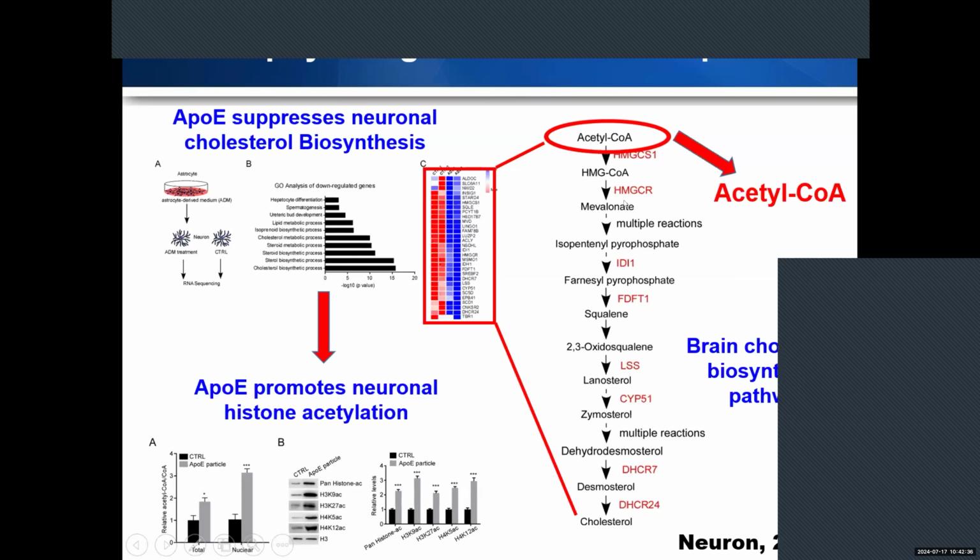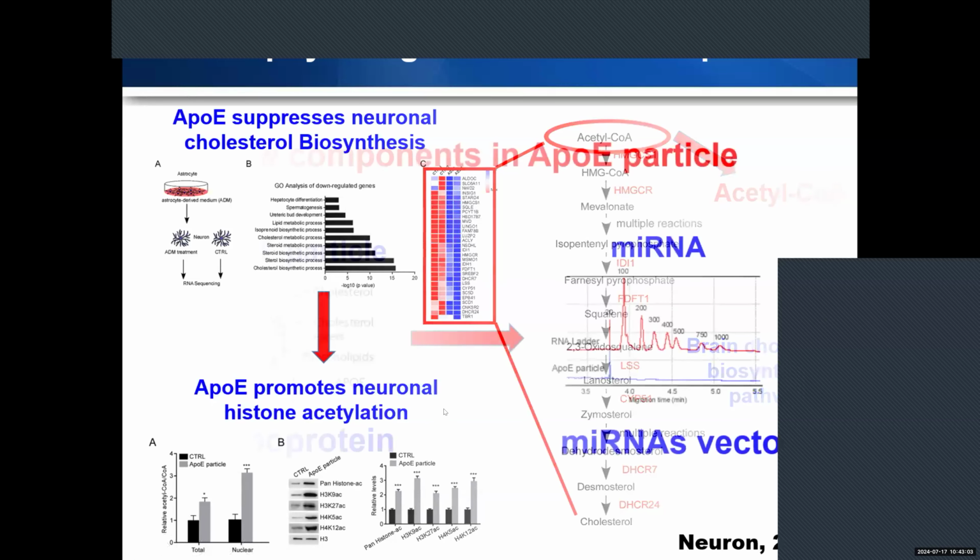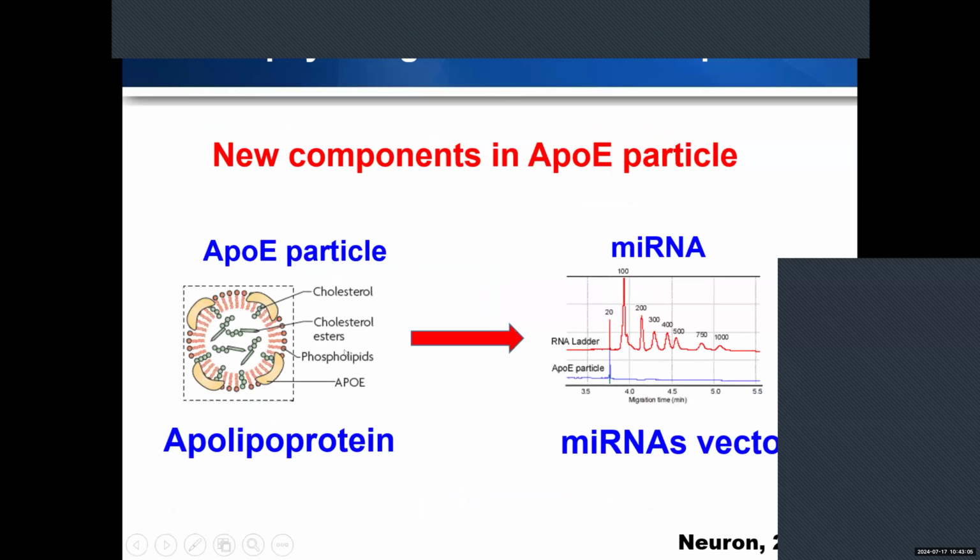Many enzymes in this pathway decreased after ApoE particle treatment, which means this pathway is silenced. Then the substrate acetyl-CoA accumulates. The final result is that acetyl-CoA is transferred to the nucleus and promotes histone acetylation. So basically, we found that ApoE particles can promote neuronal histone acetylation. Why is that? Then we analyzed the ApoE particle. We found it contains many different things, especially ApoE protein and many different lipids.